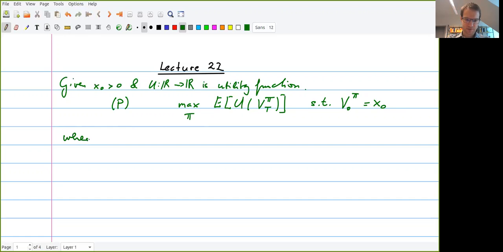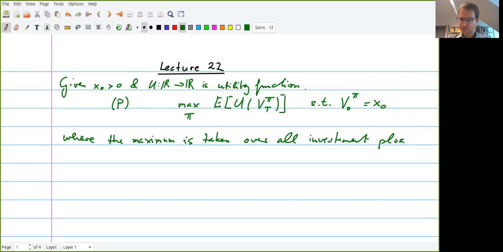So here, as last time, of course we have to show again that this maximum is actually a maximum, not only a supremum, but this will be done today for all investment strategy policies.